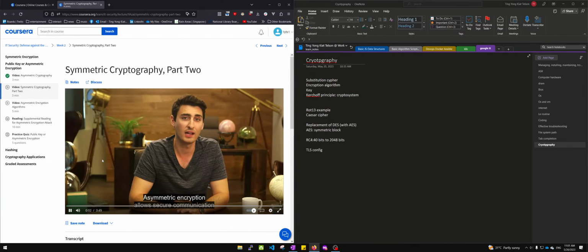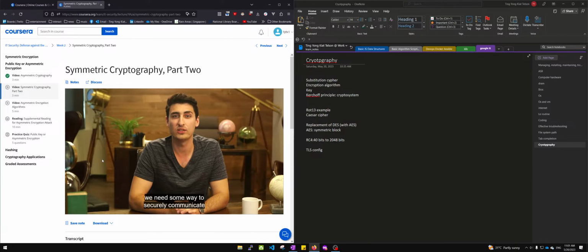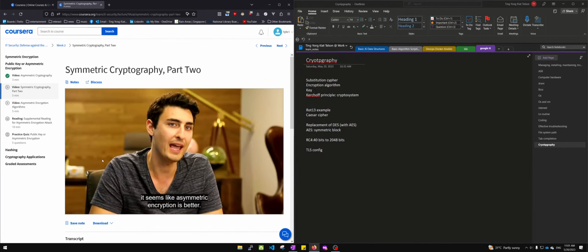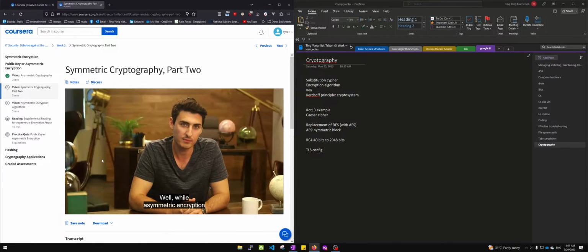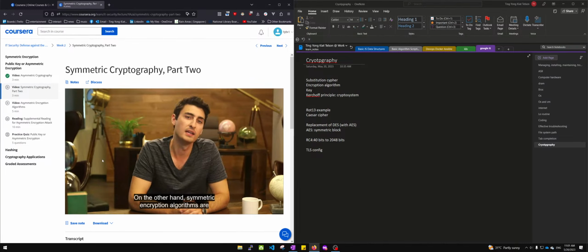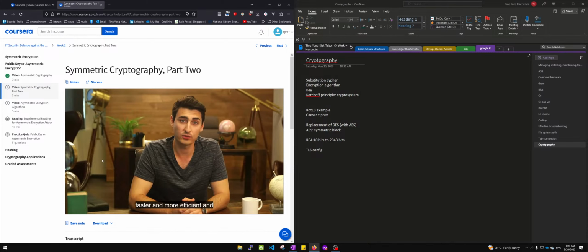Asymmetric encryption allows secure communication over an untrusted channel. But with symmetric encryption, we need some way to securely communicate the shared secret or key with the other party. If that's the case, it seems like asymmetric encryption is better, right? Well, sort of. While asymmetric encryption works really well in untrusted environments, it's also computationally more expensive and complex. On the other hand, symmetric encryption algorithms are faster and more efficient at encrypting large amounts of data.